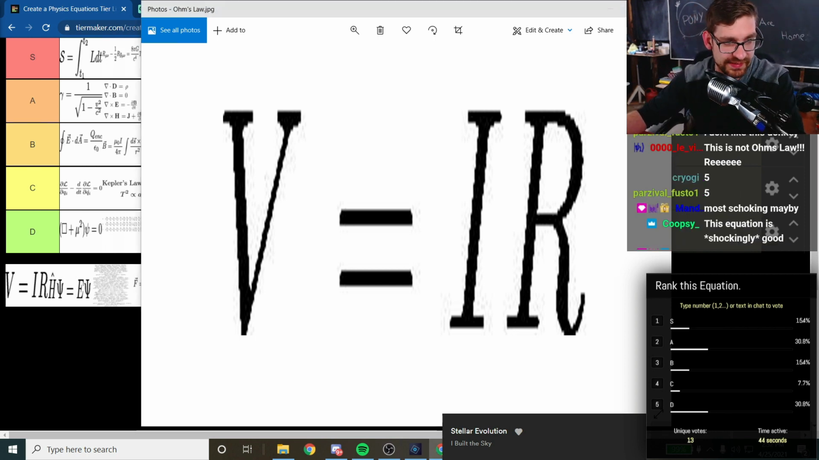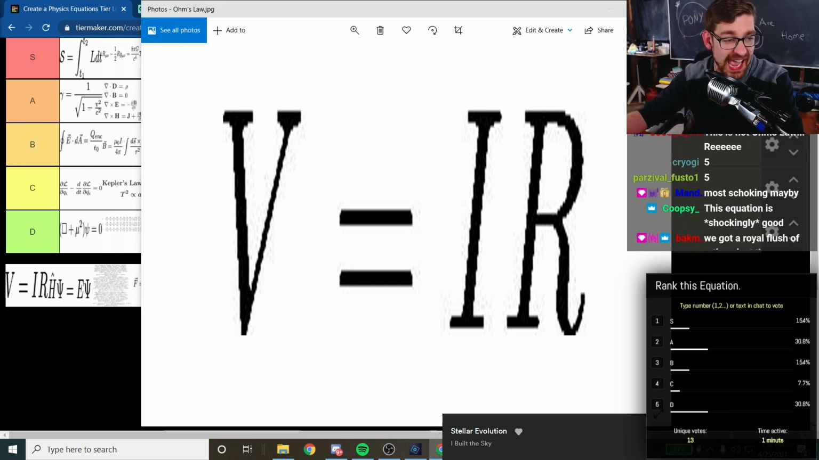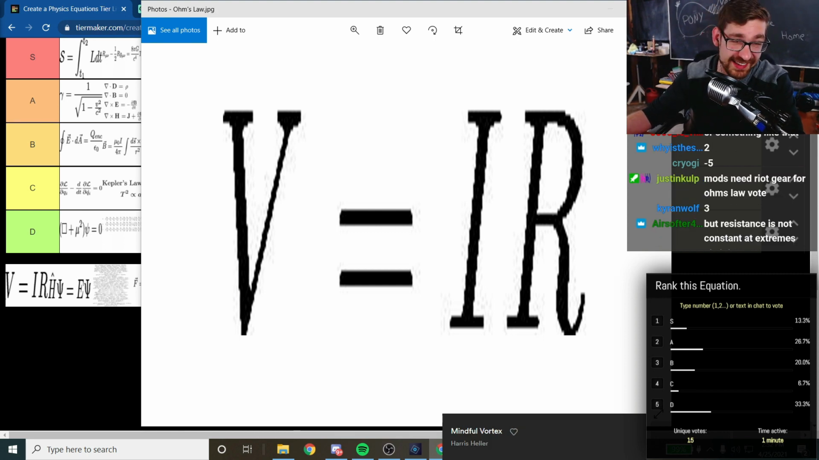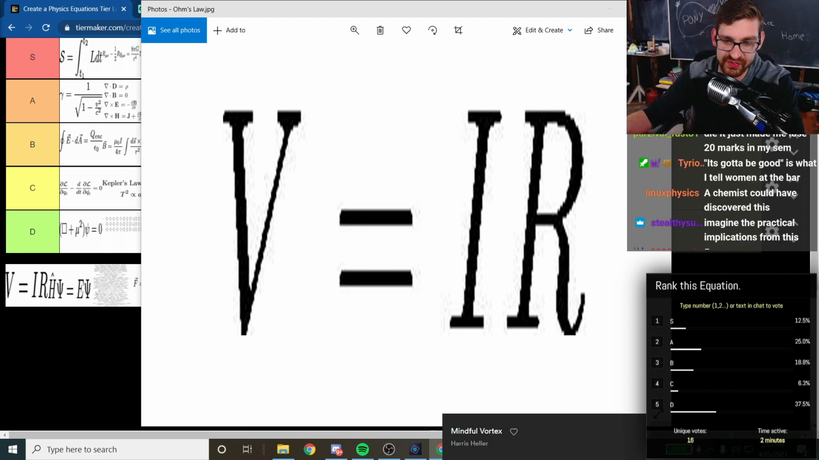This one's a spicy one. Look at that. It's tied for A and D. It's not even close. I might have said B. Maybe C even. Imagine the practical implications from this. Computers, sensors, etc. For real. This is voltage through a resistor, people. This is important.